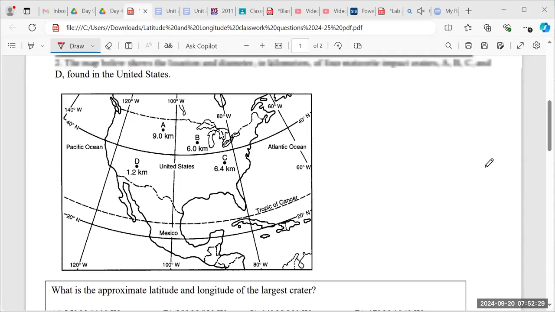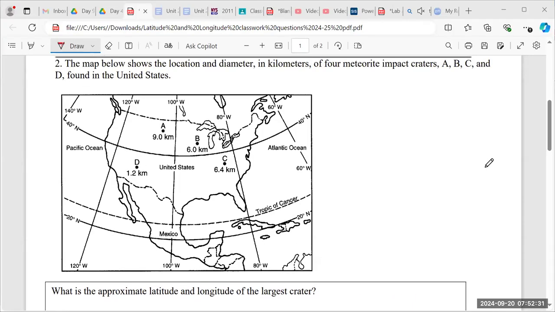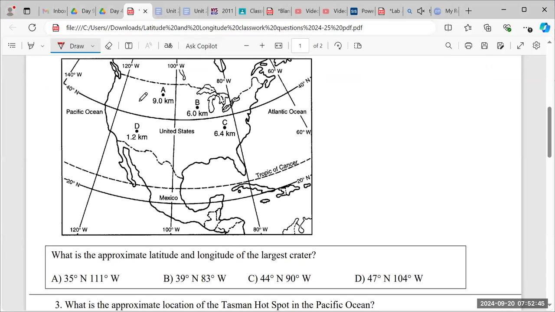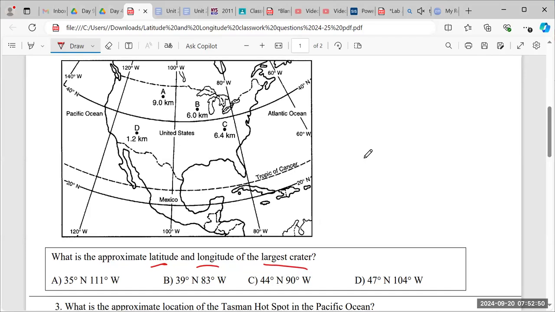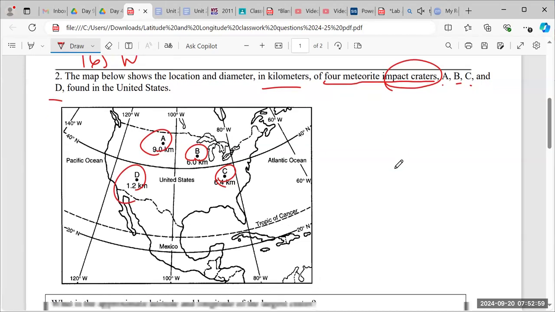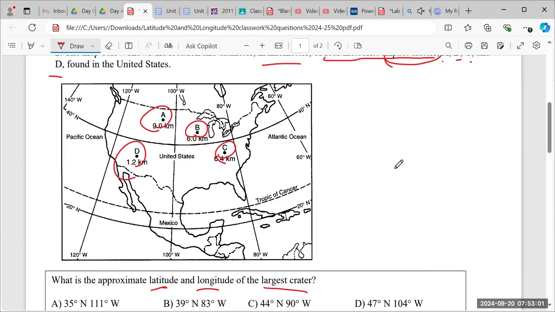All right, number two says the map below shows the location and diameter in kilometers of four meteorite impact craters, A, B, C, and D, found in the United States. What is the approximate latitude and longitude of the largest crater? Well, what craters do I know? It tells me right here: A, B, C, and D. These are all craters.